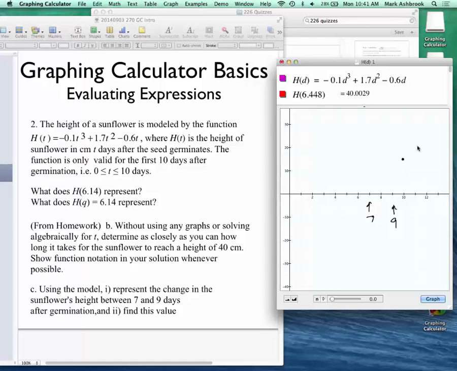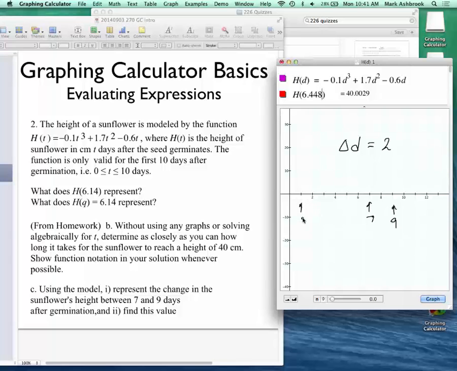Whether you have or haven't, it's delta. So delta. I'm using d as my input variable, so it's delta d for days. Delta d means the change in the number of days. And what is it for going from 7 to 9? That amount of change is 2.